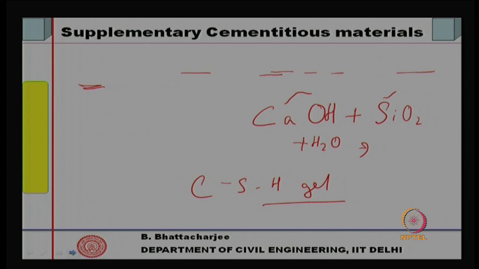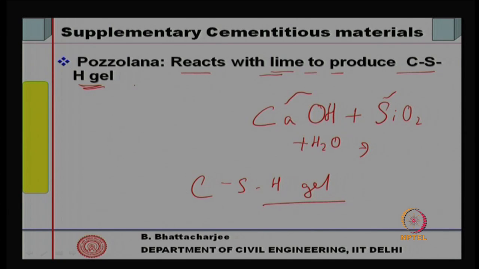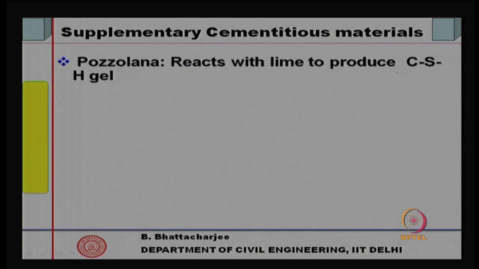Now, from the original name of the volcanic ashes, this class of materials is called pozzolana, right. So, the pozzolanas are those materials that are basically reactive silica which reacts with lime in the presence of water to produce CSH gel. Volcanic ash is natural pozzolana. Surki, of course, is not natural pozzolana.